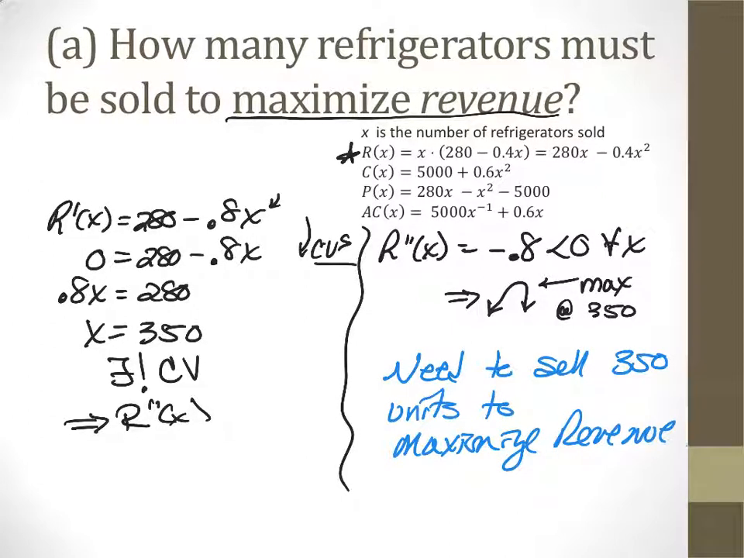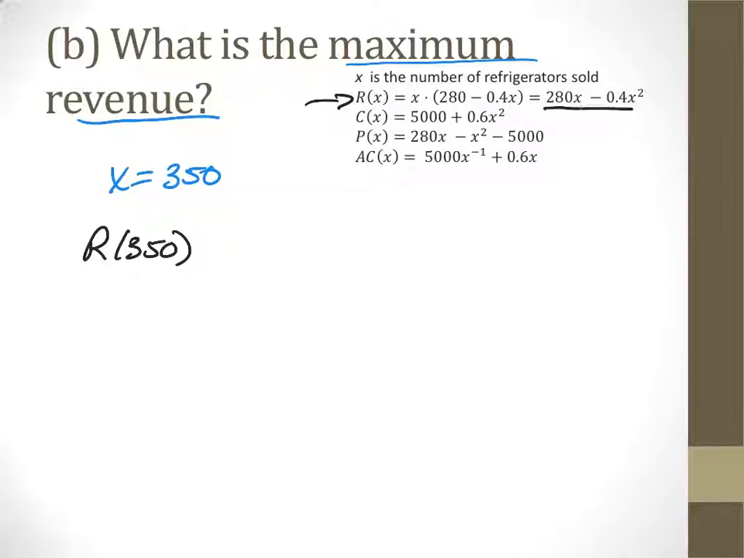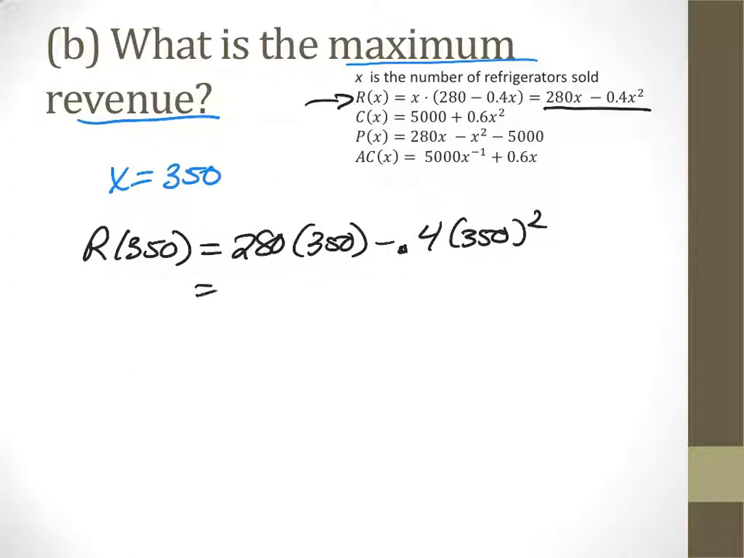One part done. What is the maximum revenue? Well, we know that occurs at x is 350. How do we find revenue? We substitute our value in. So take the revenue function, simplified, and substitute that in. 280 times 350 minus 0.4 times 350 squared, and that's going to give you 49,000.